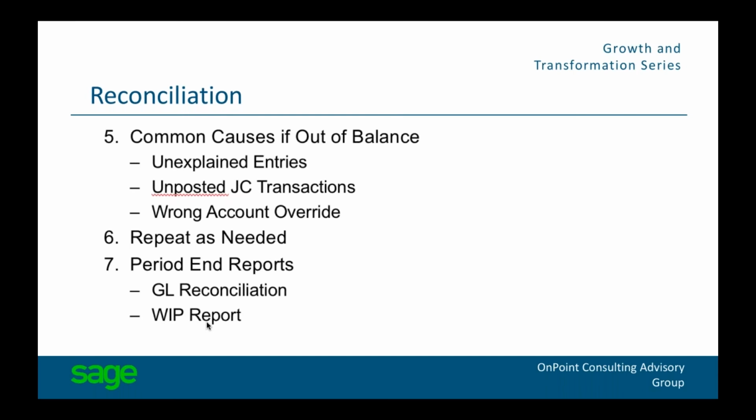Some of the period end reports are the GL reconciliation report and then your WIP report. The WIP report would be run when everything is in balance. But this GL reconciliation report, by original design, is detailed. I usually make a summary version of that. And this is the one I was talking about that I like to run to make sure that job cost is in balance with the general ledger.